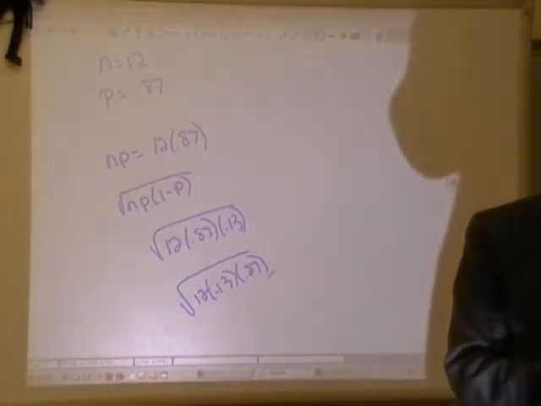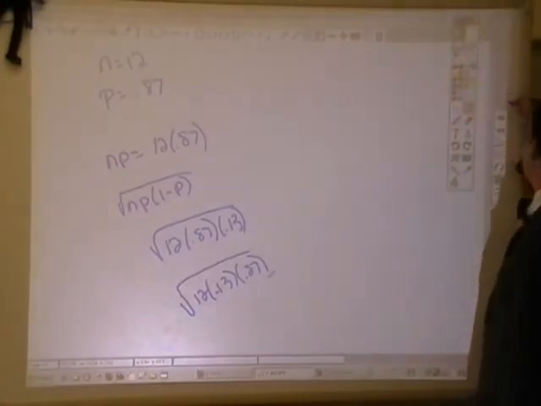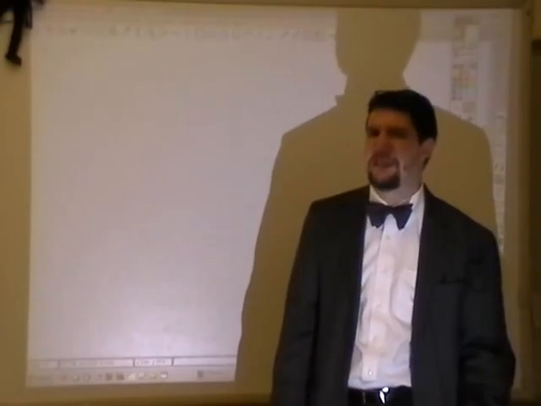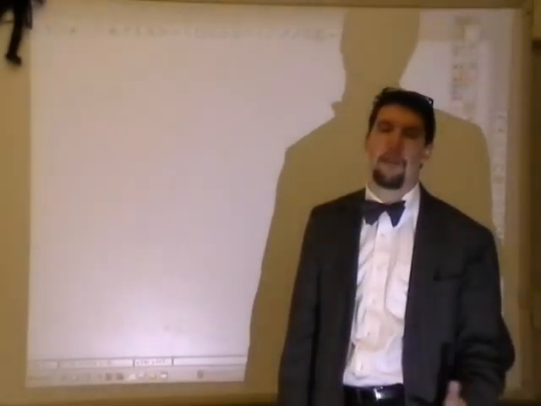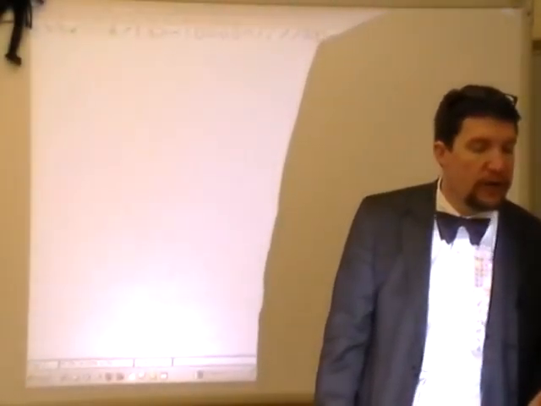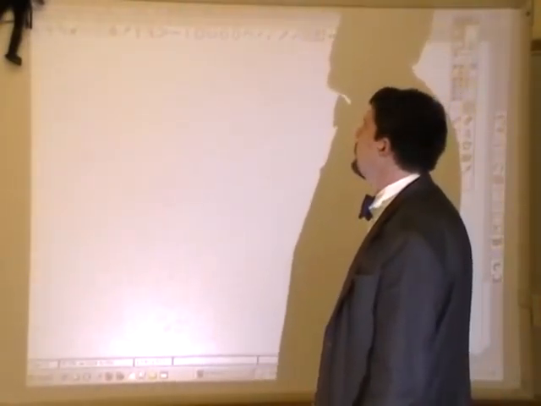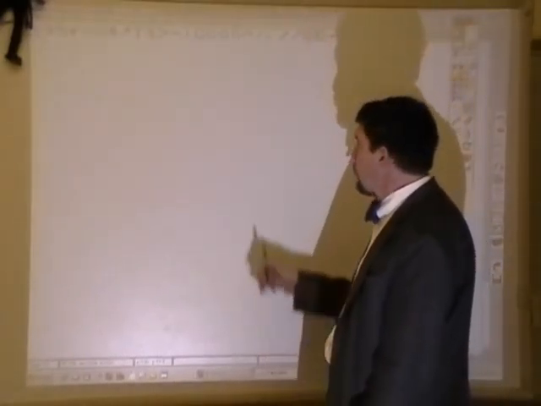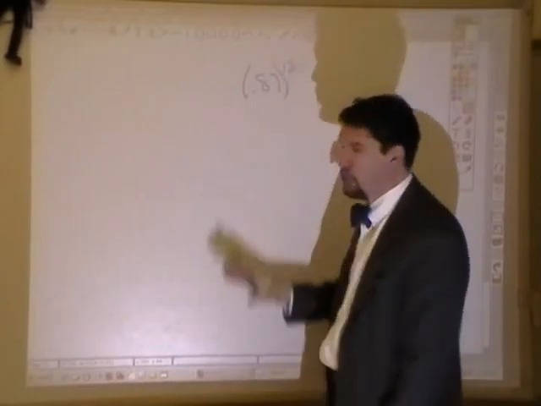B, what's the probability they're not all right-handed? Okay, probability they're not all right-handed would mean that I've got some lefties, or at least 1 lefty, and at least 1 would be the complement of none. That would be the complement that they are all right-handed. So what's the probability that they're all right-handed? Well, the probability that they're all right-handed would be 0.87 to the 12th power.